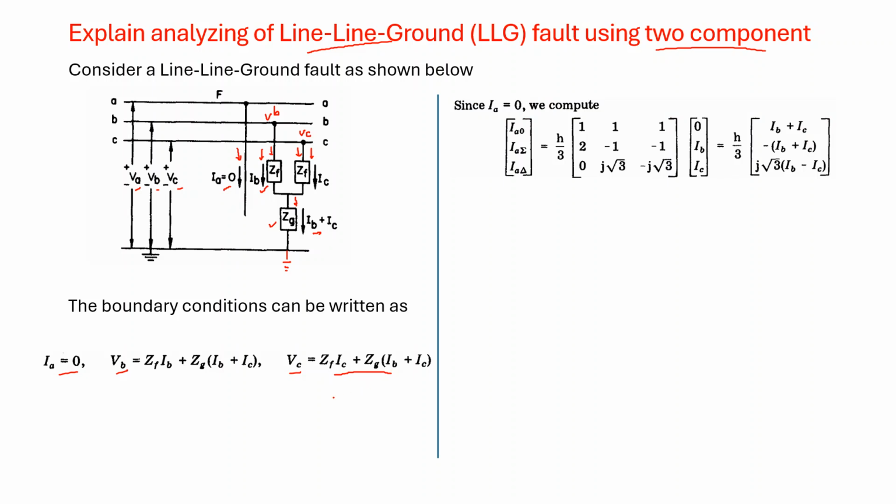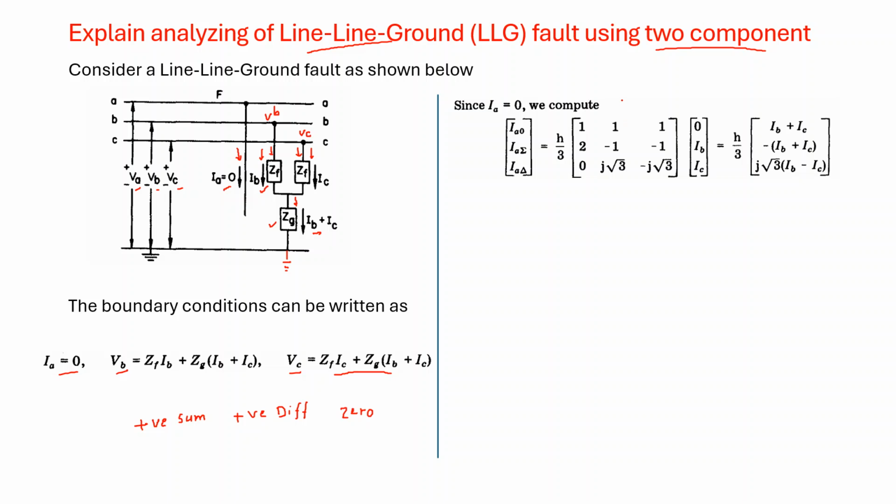Now from these boundary conditions, we have to find out how the sequence network of two component theory they are connected. So as we know that we have three networks. One is positive sum network, then we have positive difference network, and the next one is zero sequence networks in two component theory. So we want to find out the interconnection using the two component model.